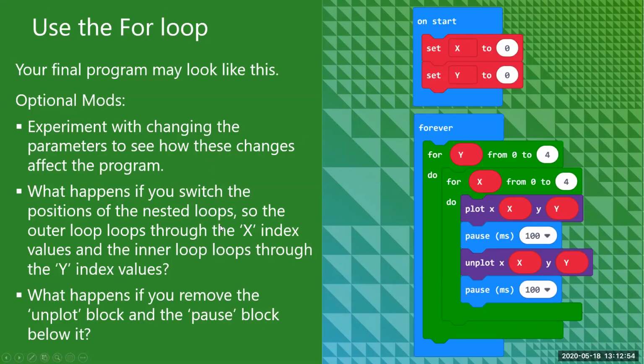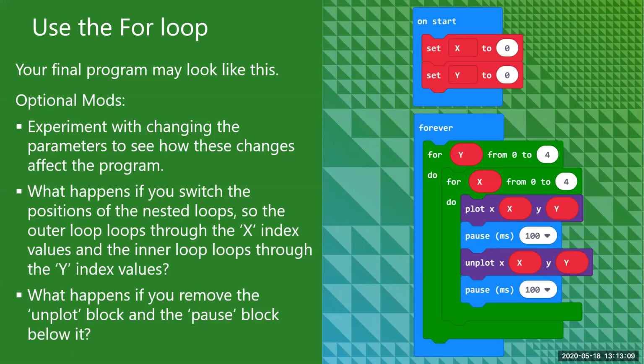But just play with it. Maybe you remove the pauses and see what happens. So there's some modifications you can do to make this even more interesting. So that's the for loop. It's an iterator where your value changes each time.